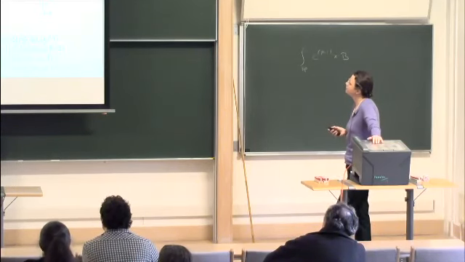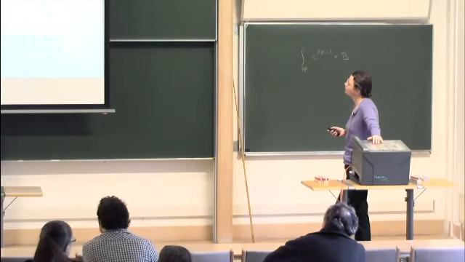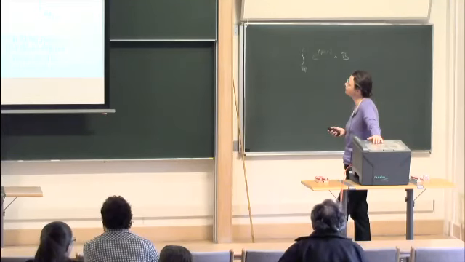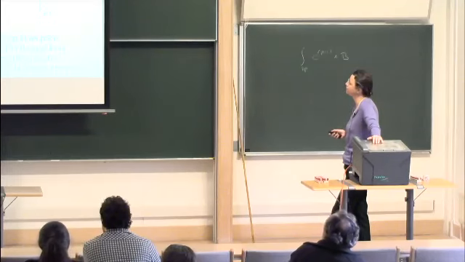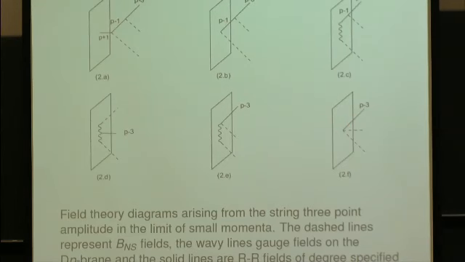Now, the interaction we want to extract from here is this last one. So this vertex couples two B fields and a Ramond-Ramond field of degree p-3 on the brane. So that's what we want. But we have all these other diagrams that I like to call background noise. So we have to subtract 5 field theory diagrams.